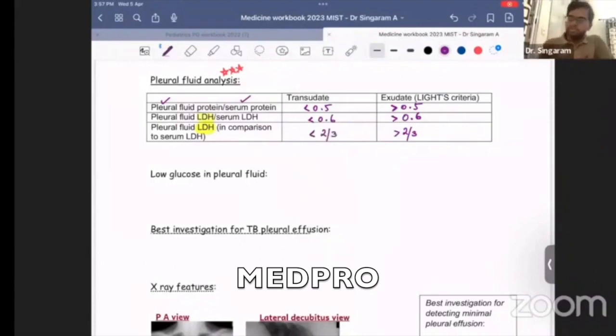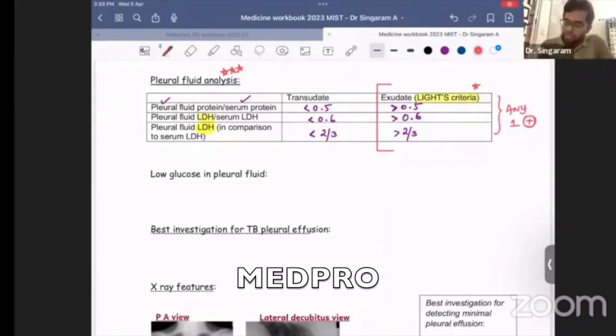Now here comes the criteria called Light's criteria. This is something which is very important. What does Light's criteria say? If you want to diagnose an exudative pleural effusion, out of these three things, if any one itself is positive, either the elevated LDH or elevated protein, then it is called exudative pleural effusion.